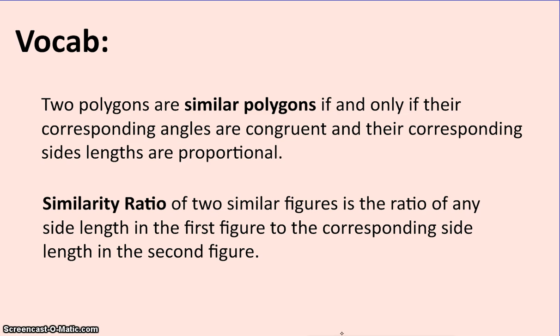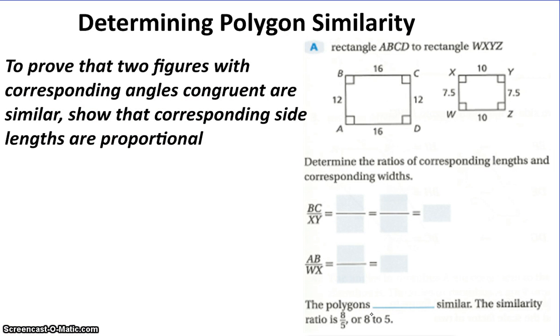Alright, so 2 polygons are similar if and only if, remember biconditional, their corresponding angles are congruent and the corresponding side lengths are proportional. The similarity ratio is the ratio of any side length in the first figure to the corresponding side in the second figure. So if we take a look here, we have these 2 rectangles. We know they're rectangles because they tell us opposite sides are congruent with all 90-degree angles. So we need to determine if they are similar.